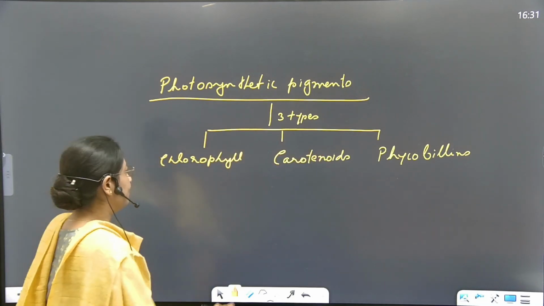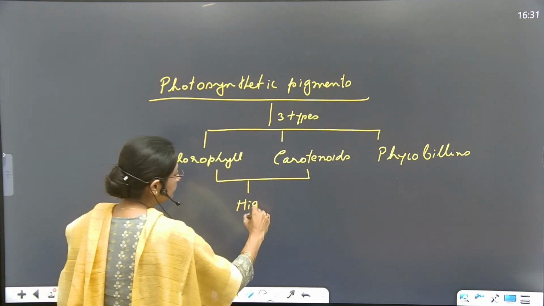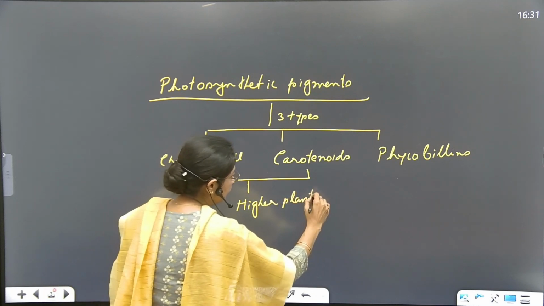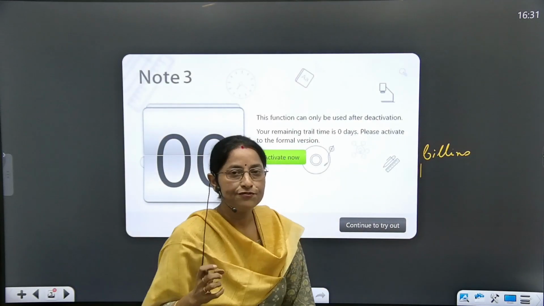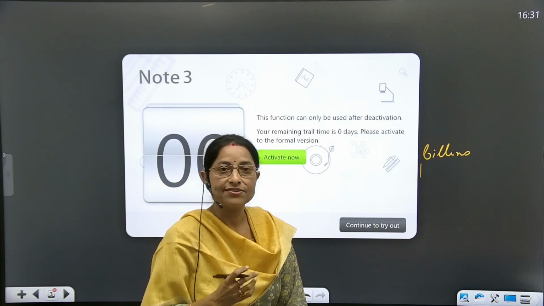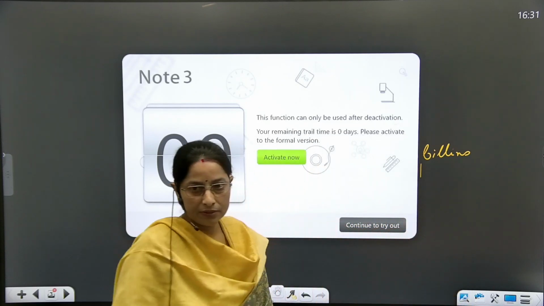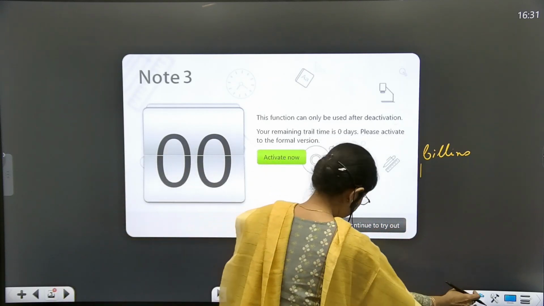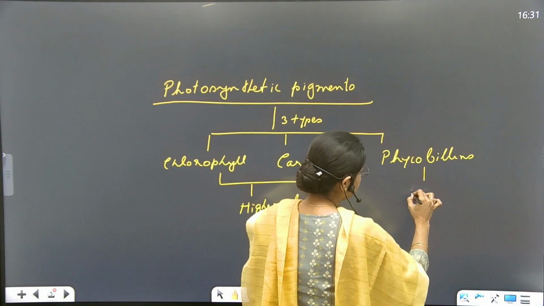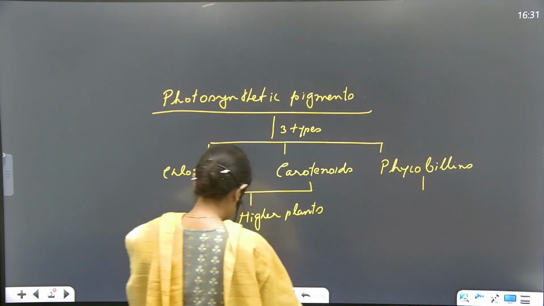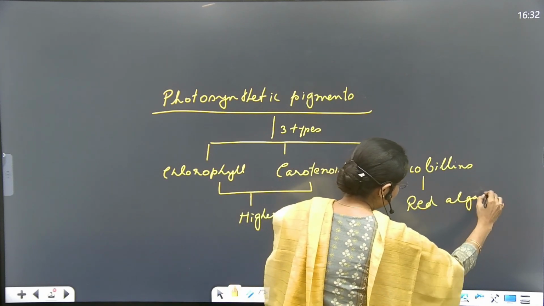So in a group of pigments, what will be there? Chlorophyll and carotenoids will be there. In higher plants, the group of photosynthetic pigments will have chlorophyll and carotenoids. The presence of phycobilins as a photosynthetic pigment is a characteristic of lower organisms like red algae.